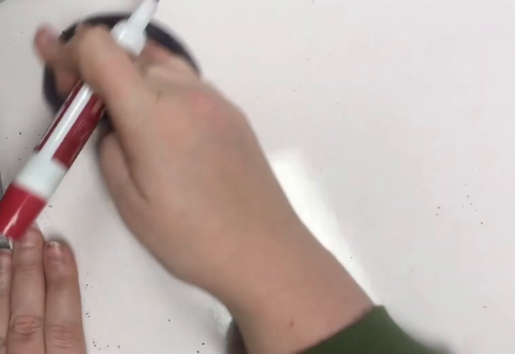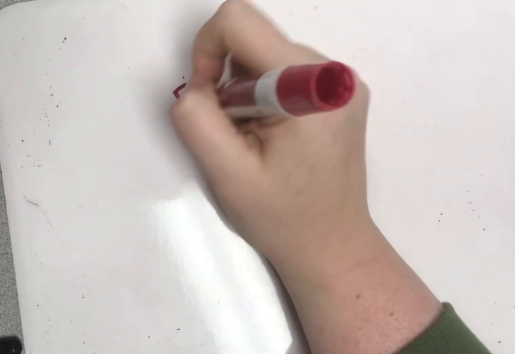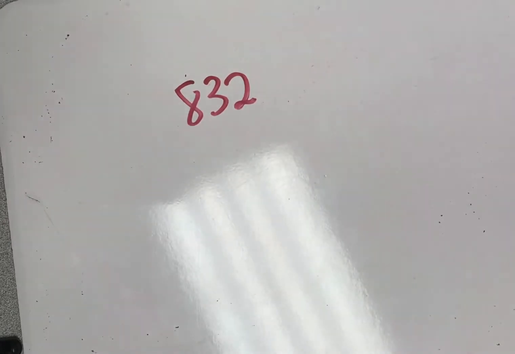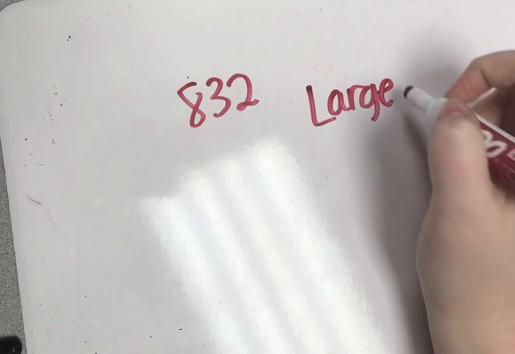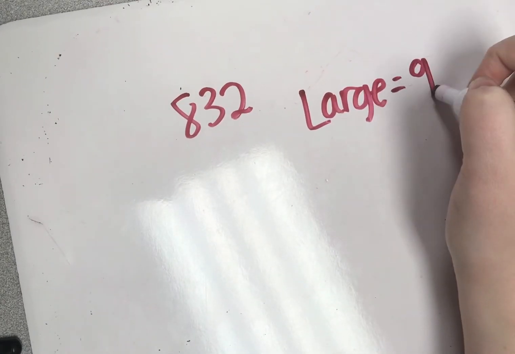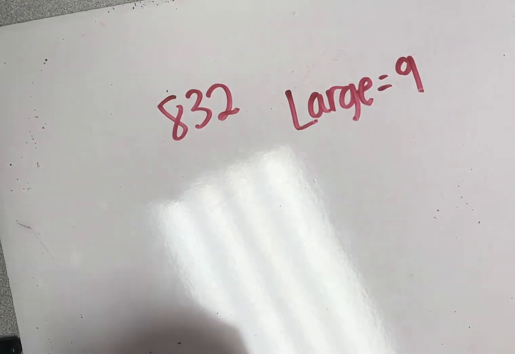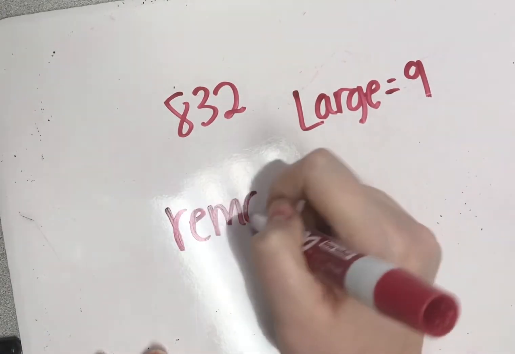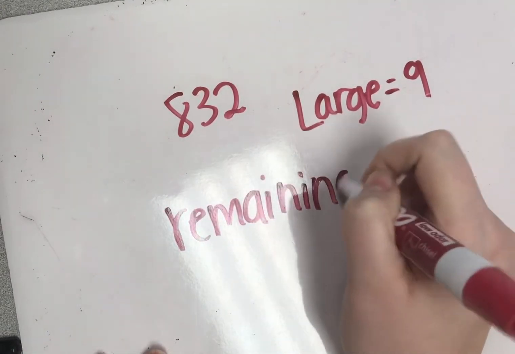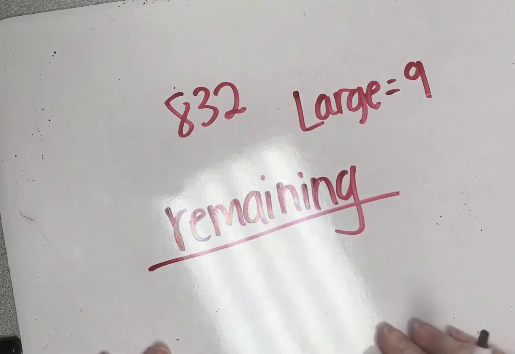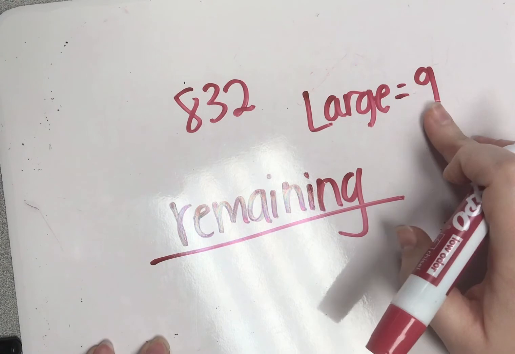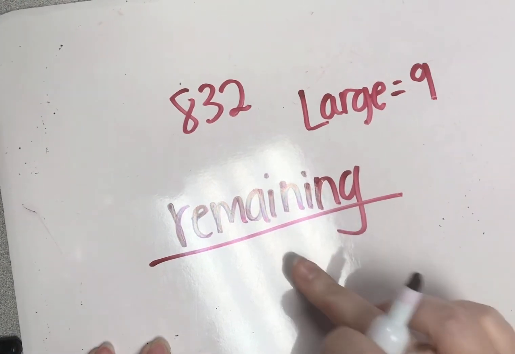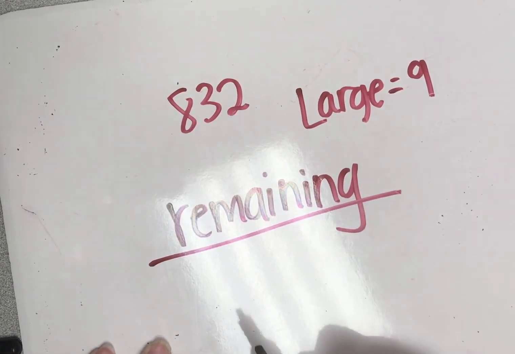It's talking about a factory boxing up teddy bears. It says that they have 832 teddy bears out for delivery. Every large box holds 9 bears. And then the remaining bears, that word remaining is really important. What does remaining mean? So they're saying that they put the bears in boxes of 9, and then they put the remaining bears in one small box.